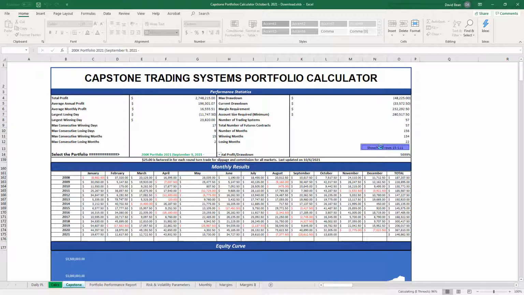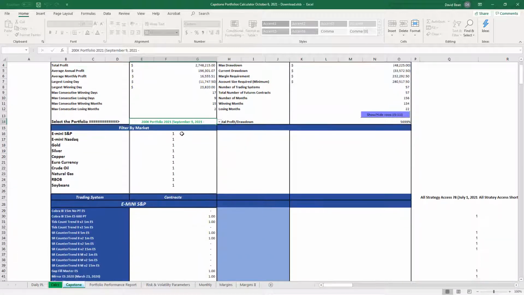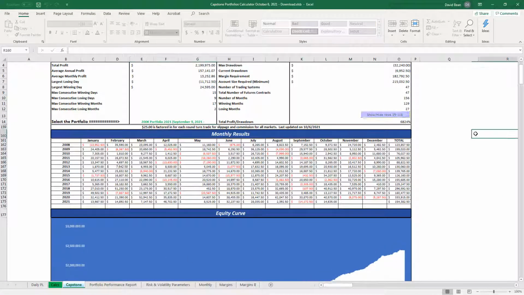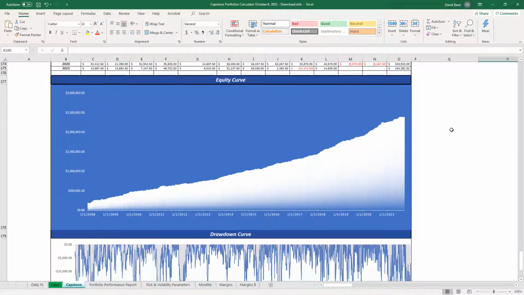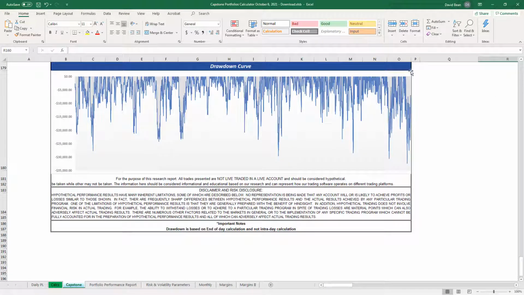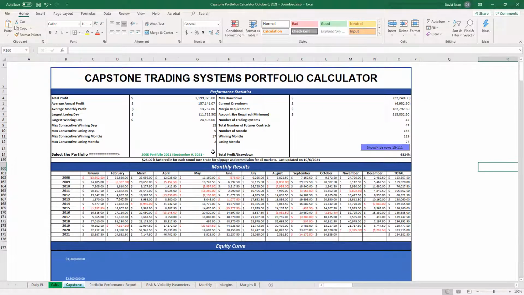So the way you would use this button right here is if you said crude oil is really a hard market to trade. Or gold, I'm just going to delete gold, and then you hide these again. Then you can see the monthly results more easily. And then the equity curve, you can see the drawdown curve, and crude oil adds to that difficulty right now as well.